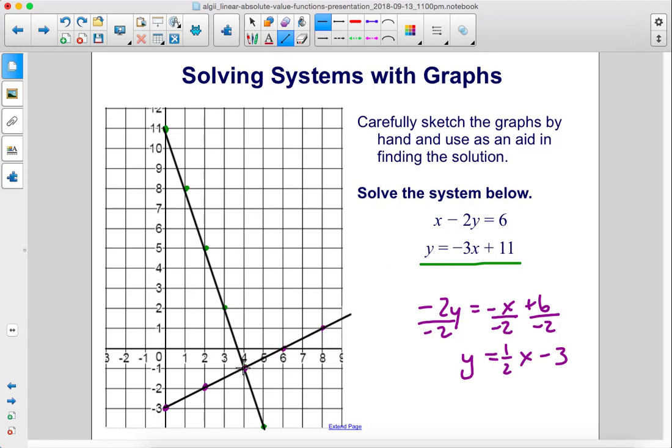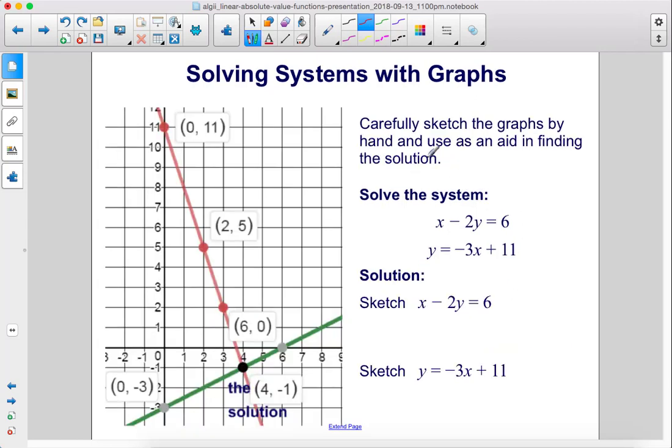And we have our solution right here, where they intersect at 4, negative 1. And there we go, the solution, 4, negative 1.